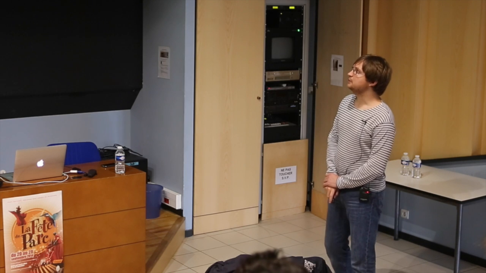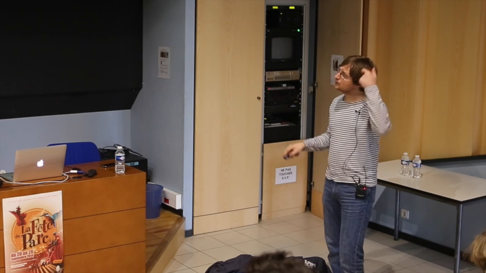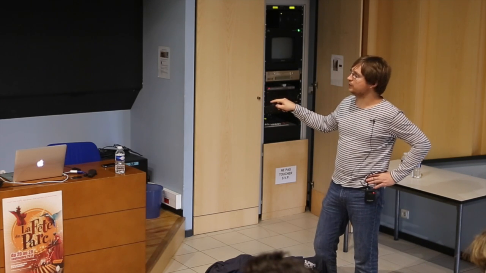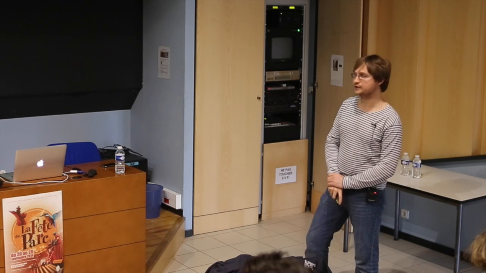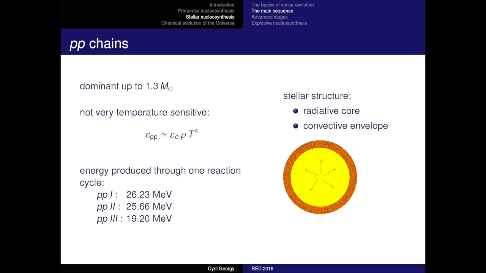So these pp chains are dominant up to a stellar mass of about 1.3 solar mass, and it is not extremely sensitive to the temperature. The energy released by this chain is proportional to the density and to the temperature to the power of 4. So as density and temperature increase when you go towards the center of your star, obviously it's at the center that you will produce the most energy, and then this energy will be radiated away through the successive layers of the star, reaching the surface at some point.